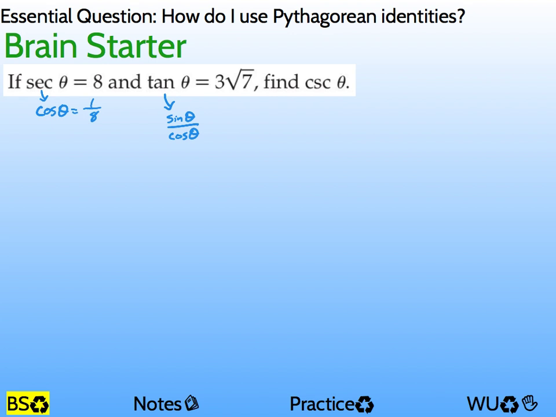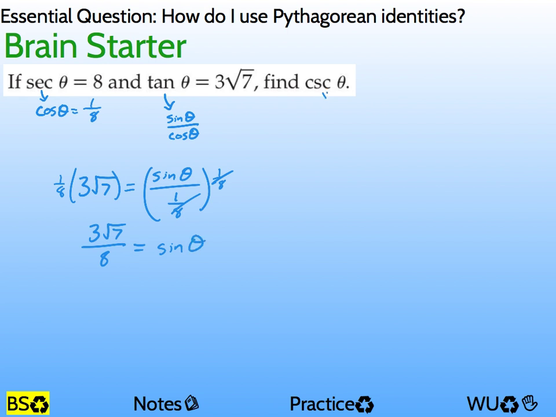So, tangent of theta, 3 radical 7, equals sine of theta, which we don't know yet, over cosine of theta, which is 1 over 8. To solve for sine of theta, we'll just multiply by 1 over 8 on both sides. And then we get that sine of theta is 3 radical 7 over 8.